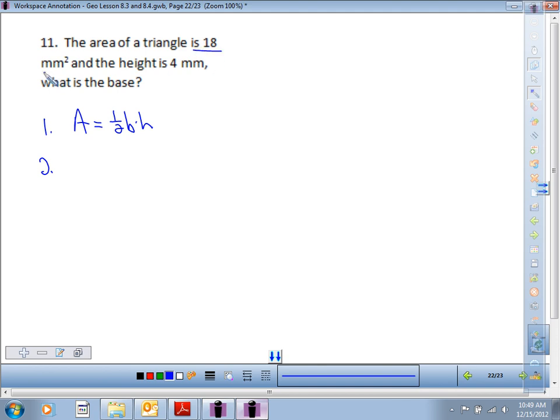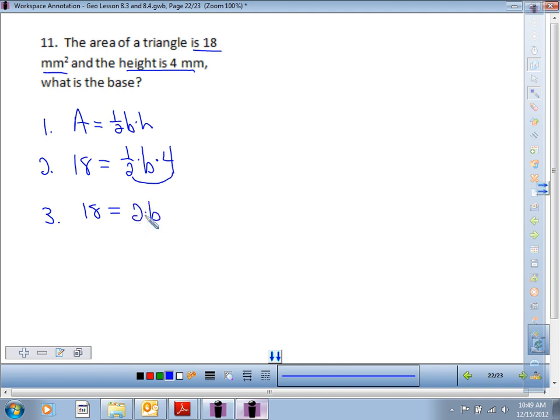The area is 18 millimeters squared. The height is 4 millimeters. So we know that the area is 18. We know the height. We don't know the base, so we're going to leave that. And the height is 4. Right. Step 3, let's simplify anything we can. So we have 18 equals. Now again, I'm just going to rearrange this. This would be 1/2 times 4 times b. Well, half of 4 is 2b.